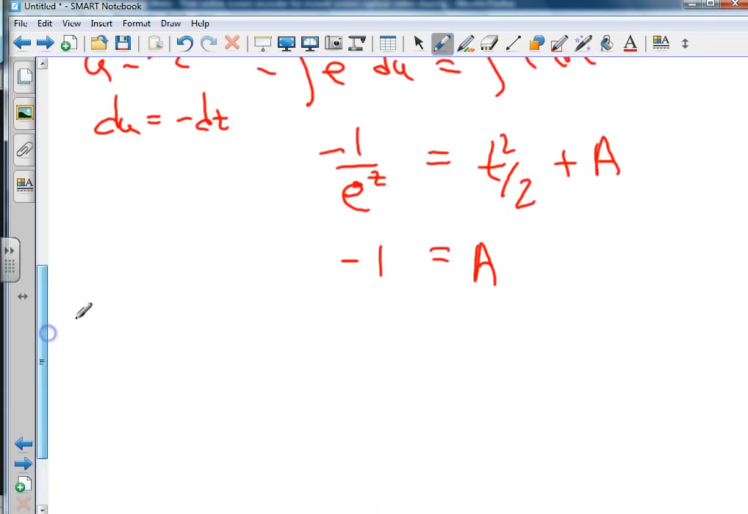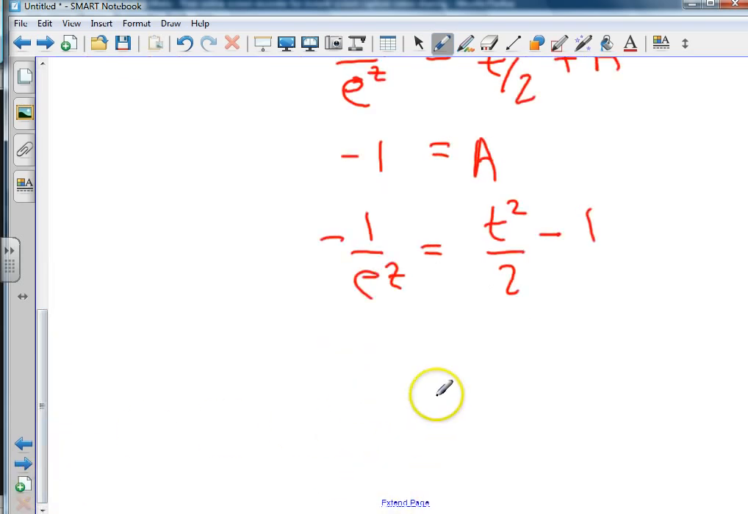So here's your general solution, but z isn't alone. Negative 1 over e to the z equals t squared over 2 minus 1, because A is negative 1, and I'm adding a negative 1, so minus 1. All right, how am I going to get z alone here? I want z as a function of t, with z alone in the numerator if possible. ln won't cancel this yet, because this is negative e to the negative z. ln only cancels if there's nothing but a 1 in front. This is a negative 1 in front. Can't do it yet.